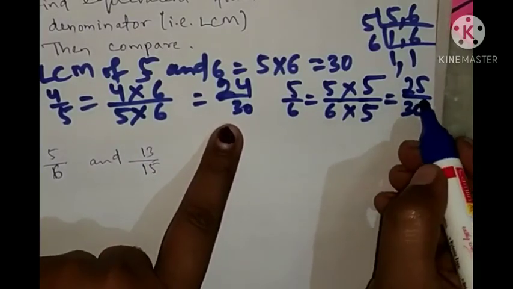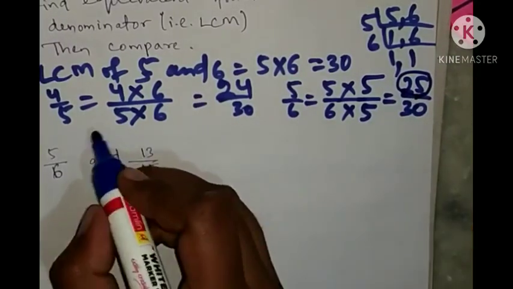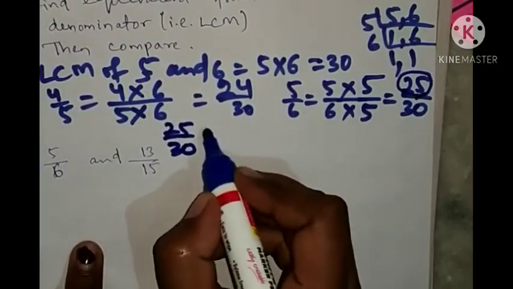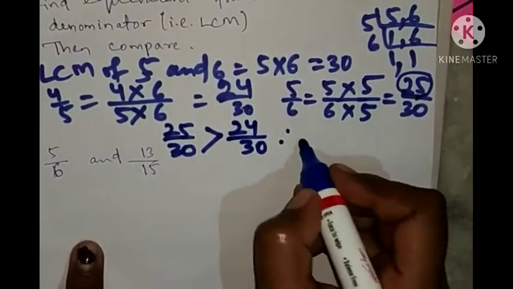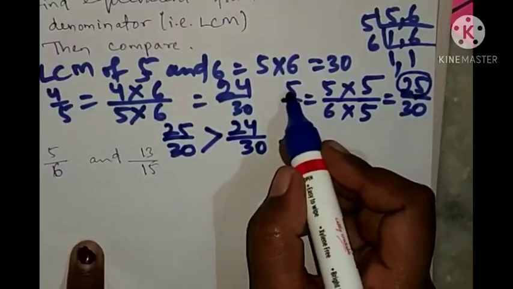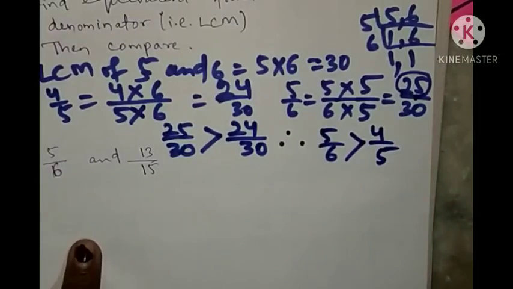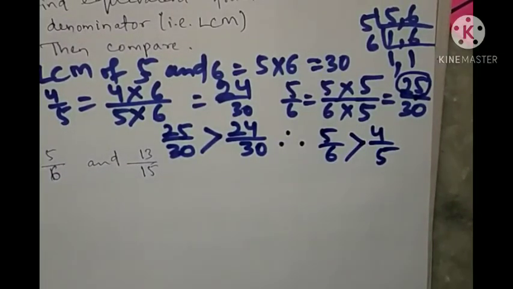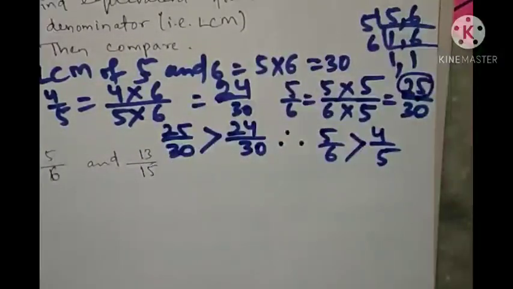So in like fractions, the one which has the bigger numerator is biggest. So 25 by 30 is bigger than 24 by 30. Hence 5 by 6 is bigger than 4 by 5. Okay, like this you can compare fractions, and you can find out which one is bigger and which fraction is smaller. So this is about today's class. I hope you have understood. Okay, thank you all.